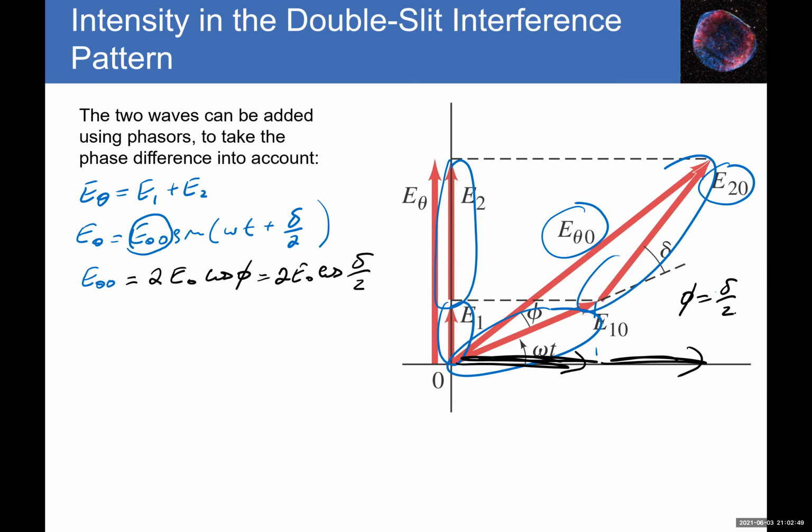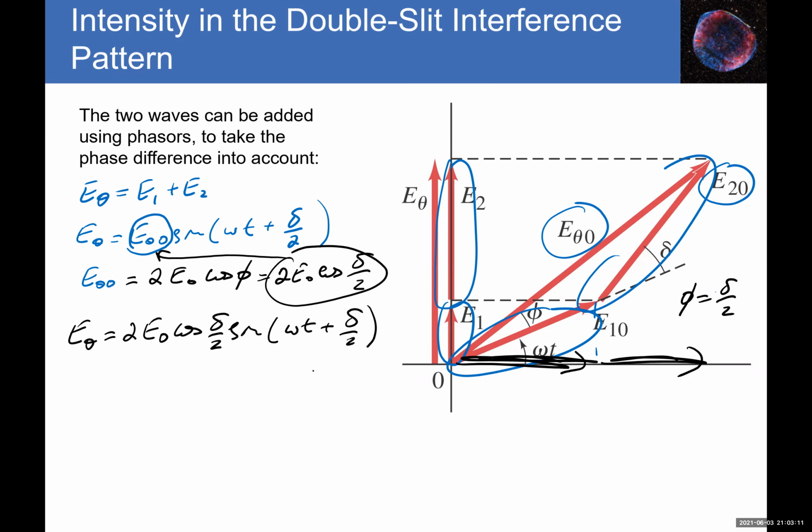All right, so that means this is the amplitude. So this is basically just this guy over there. Then I can combine E theta is equal to the amplitude, written as E20 cosine of delta over 2, then times sine of omega t plus delta over 2. Okay, that means this will be the equation for the electric field amplitude. So the electric field is a function of theta.